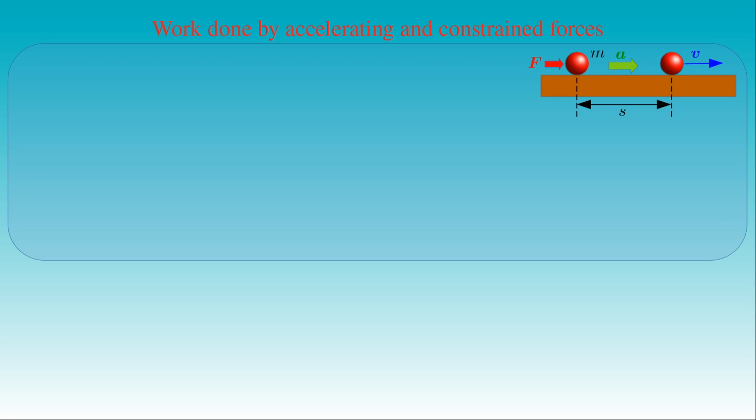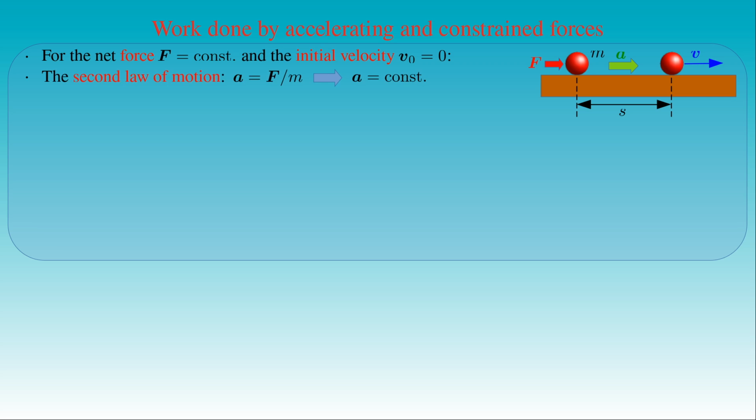If the net force F acting on the body is not zero, then it will accelerate the body, and we can compute the work W done by the force F while the moving body covers the displacement s. We consider a special case where the force F is constant and the initial velocity of the body is zero. The second law of motion states that the constant force F exerted on the body will set the body in motion with a uniform acceleration a in the direction of the force, which is given by the force F divided by the mass m of the body.